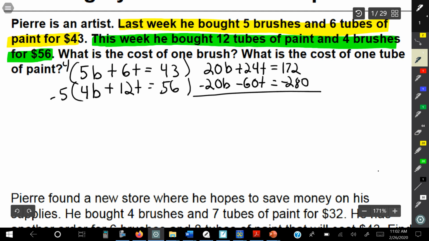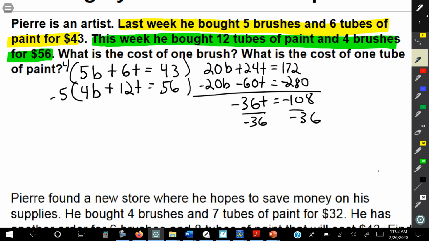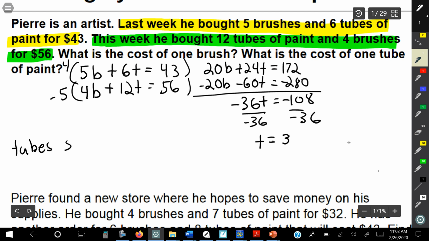Now I'm going to go ahead and add vertically. The 20b's eliminate, and that's going to leave me with negative 36t is equal to negative 108. And now I'm just going to divide by negative 36. Okay, and that's going to give me t is equal to 3. So this is the amount each tube of paint costs. So the tubes of paint cost $3.